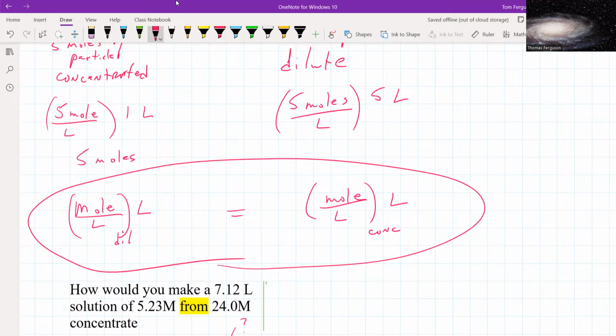Think about this as M dilute, MC, L dilute, LC. We have 4 unknowns. This we know, because you know what your starting concentration is going to be, the concentrated one. Your ending concentration is going to be the dilute one. So you know those, and you know your ending volume, what you want to end up with. What you don't know is how much of the concentrate to use. That's the trick in the wet preparation.